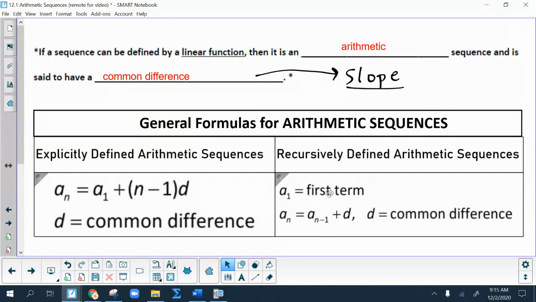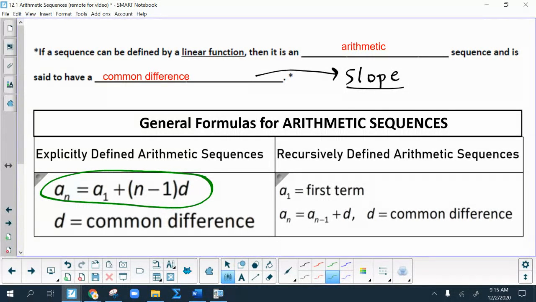So here are your formulas for both the explicitly defined and recursively defined sequences. In both of them, D stands for the common difference. In the explicit, you only need to write down this. But for the recursive, you have to write down both of those pieces. But again, D stands for the common difference in both of those.